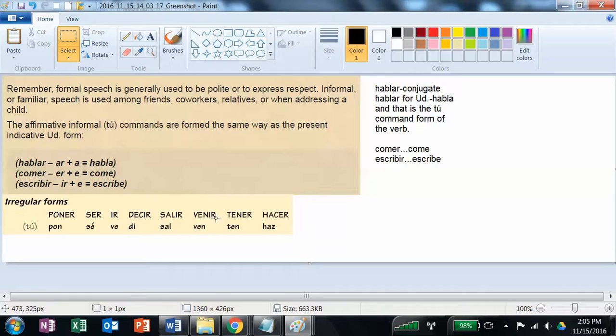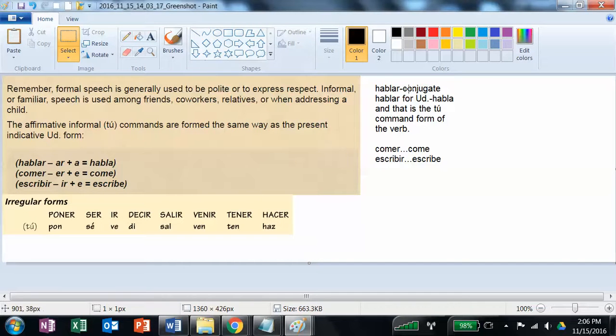It's not going to be venir, it's ven. It's not going to be tener. It's not going to be dice, it's di. It's not going to be sale, it's sal. It's not going to be viene, it's ven. It's not going to be tiene, it's ten. And it's not going to be hace, it's haz. So you're going to have to memorize.